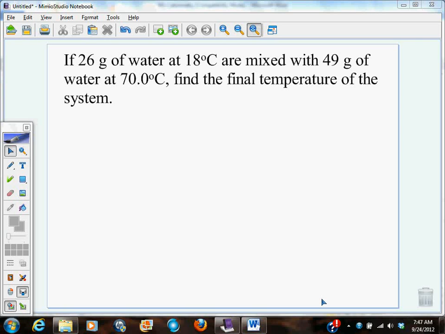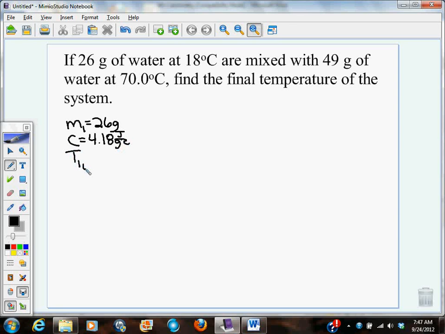Number 5 from calorimetry. In this problem, I have a mass, M1, equal to 26 grams of water. That tells me the specific heat of 4.18 joules per gram degree C is going to be my specific heat for that water. It starts with an initial temperature equal to 18 degrees Celsius.